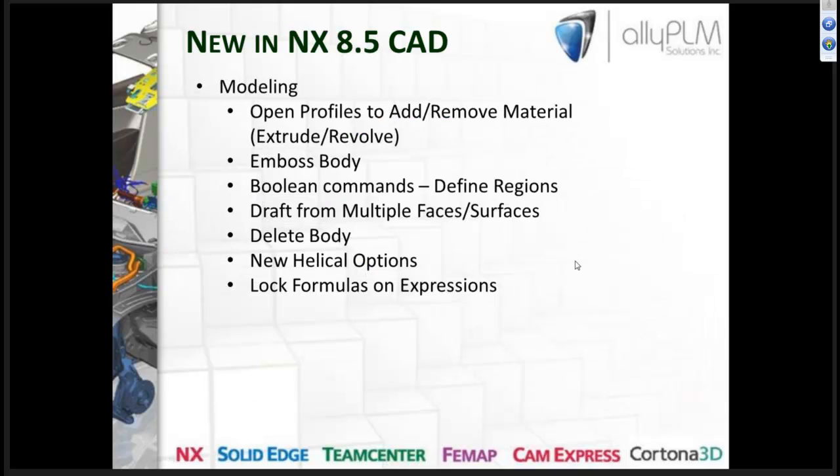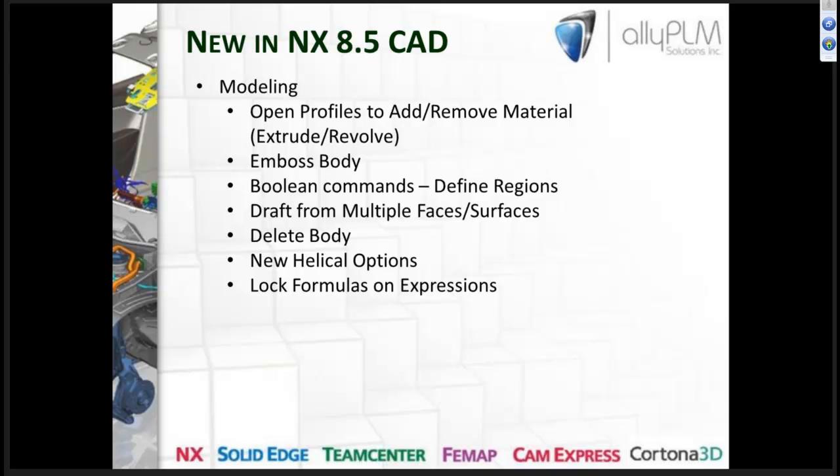So in modeling, this section we're going to look at open profiles. Open profile is an open sketch used to add or remove material. And for example, we're looking at this in the extrude and revolve command. We're going to look at the new emboss body command. We're going to look at the Boolean commands. For example, unite. You're able to define regions now. Just mentionable items, you can draft from multiple faces and surfaces now.